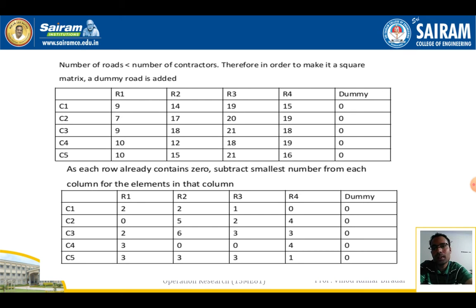After balancing, check that the number of rows equals the number of columns. The next, second step is the same procedure: row reduction and column reduction. The main purpose of row reduction is to get a single zero in every row. After adding the dummy, almost all the rows already have zeros, so there is no need to subtract the least value row-wise. Go directly to the column reduction method. In column 1 the least value is 0, second also 0, third also 0, fourth is 0, fifth is 0, so everything remains the same.